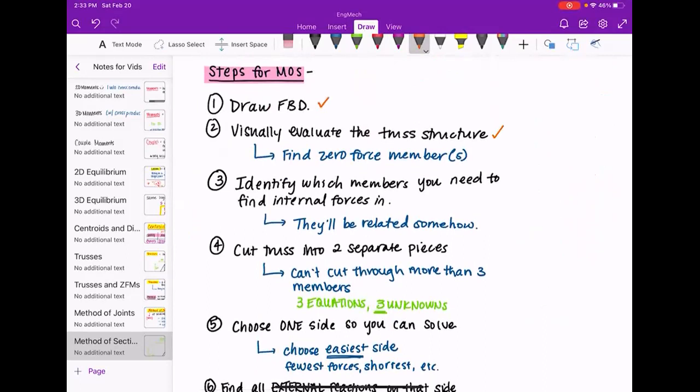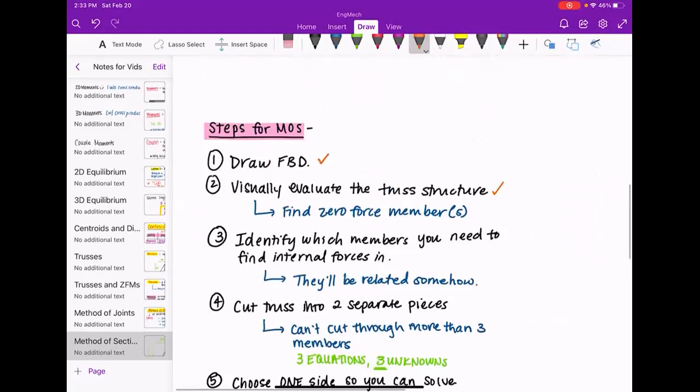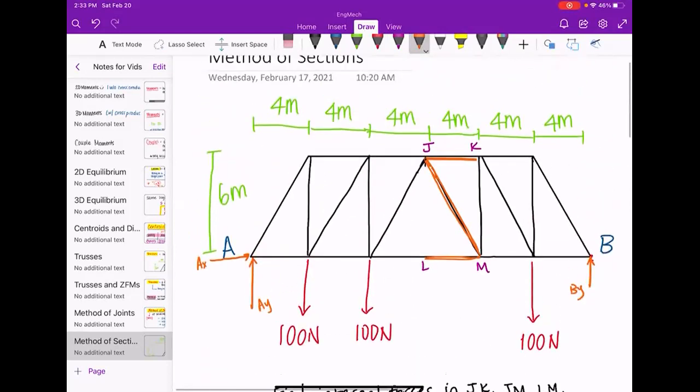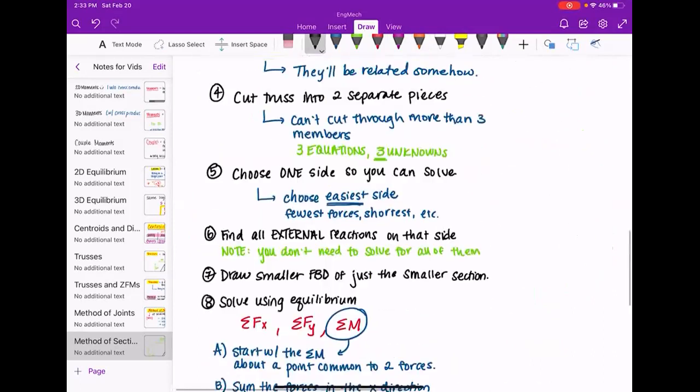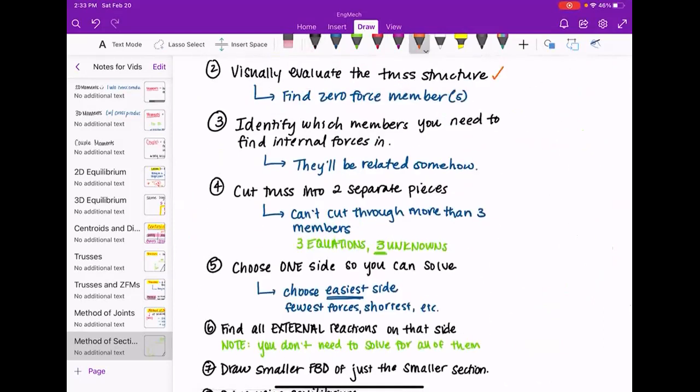So going into step number 3, I've simplified it as much as I can. Now I have to identify which members the question is asking for. So in this case, it's asking for these 3, like the orange ones that I've outlined. And there's still a joint right here. That's important to remember. So these are still joints. And if you notice down here, I wrote that they'll be related somehow. So right here, it says they'll be related.